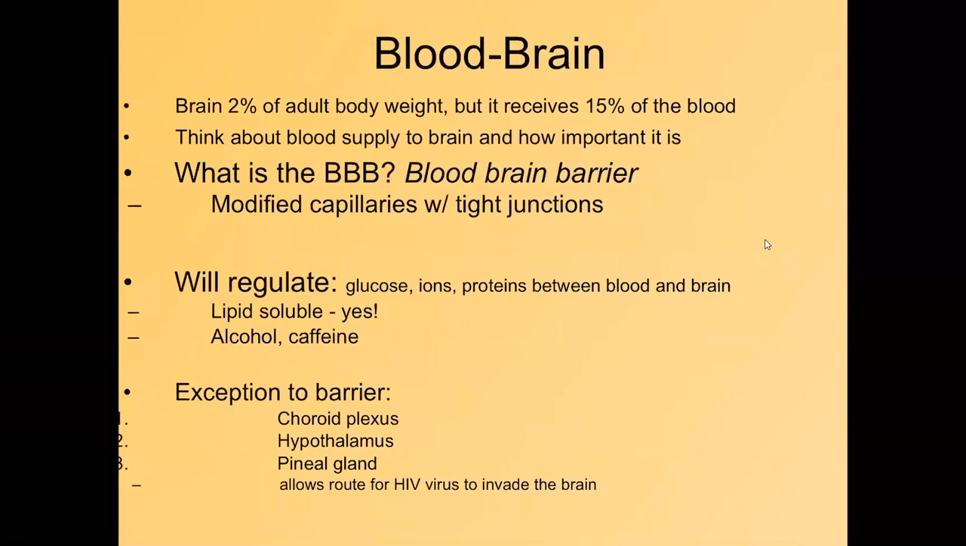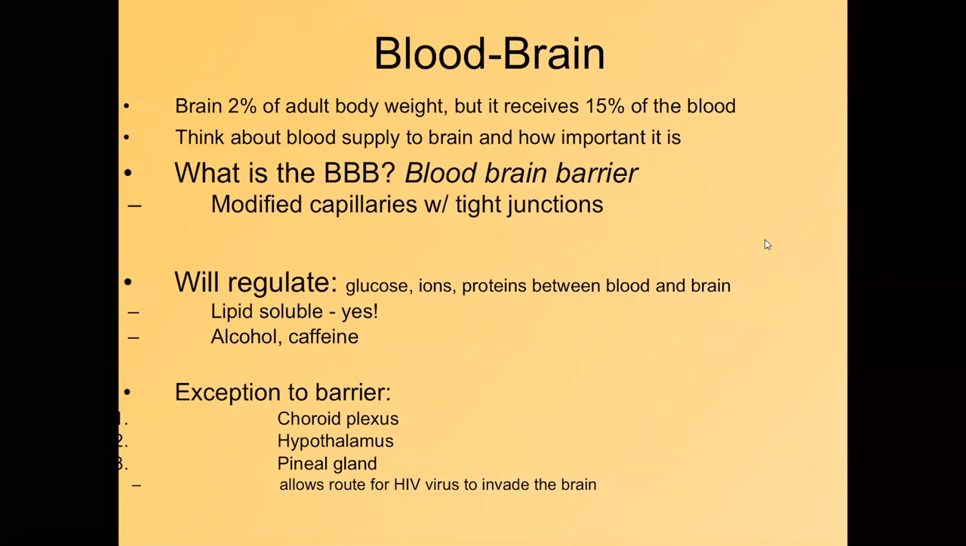Now another thing to talk about is the blood-brain barrier. Your brain is receiving a lot of blood. It needs a lot of blood in order to stay alive, so we have to protect it. The way that we're going to protect it is by having some capillaries.